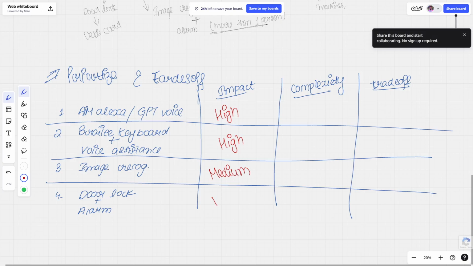And plus door lock, this is also a high impact thing. When we talk about complexity, yes, complexity is very high here, because you have to train the language models to learn about your product and everything. And here we are adding voice assistant, so we are not training any LLMs or any models, so this could be medium.